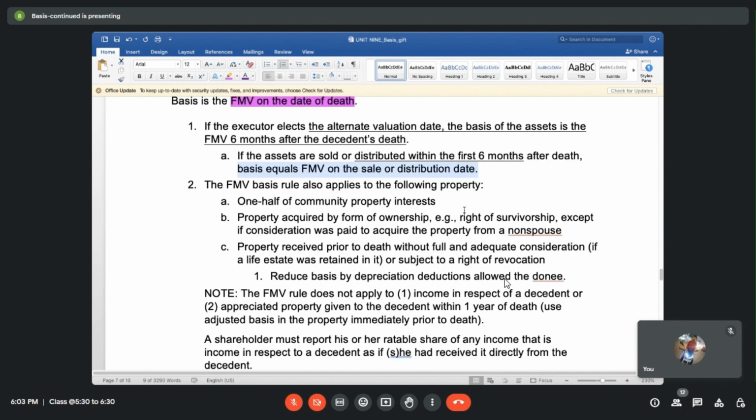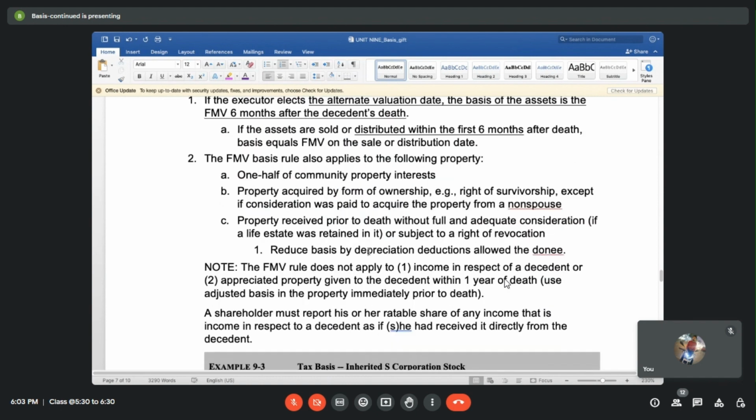The same basis rule will apply if this is community property interest, that means kind of joint property, or any other form of ownership they're getting. But what we need to remember is the FMV rule does not apply to any income in respect of a decedent. That means if the person has died, but was actually eligible to receive certain income and it came in later after the death, then we cannot apply FMV rules to that. It will go with whatever amount has come in.